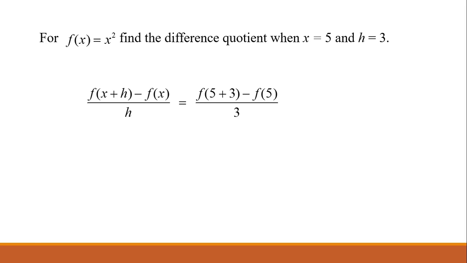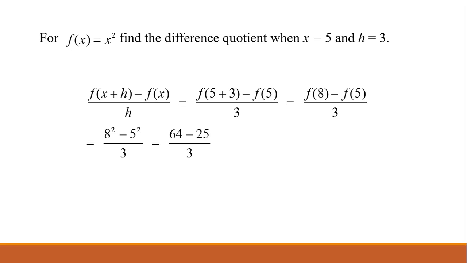We know that x is 5 and h is 3. And we certainly know that 5 plus 3 is 8. So in the numerator, you'll see we still have a little bit of work to do, because f(8) means we need to find a value when we substitute 8 into our function, and f(5) means we need to find a value when we substitute 5 into our function. And since our function is f(x) equals x squared, f(8) is 8 squared, and f(5) is 5 squared.